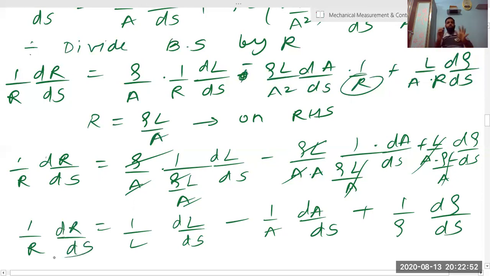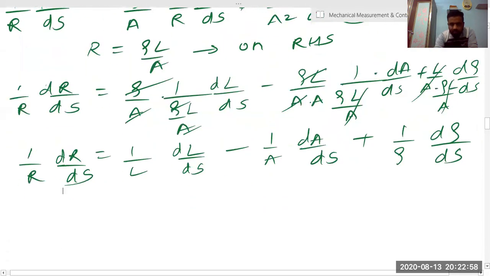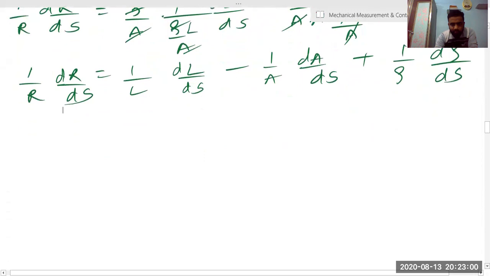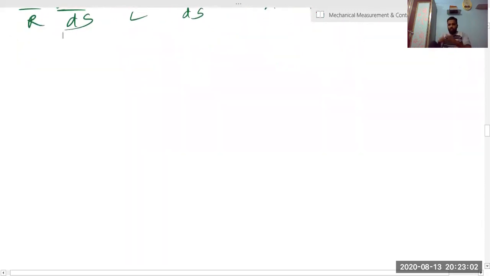So I've got to some conclusion. Now I need to simplify this, but before simplifying, I'll explain something very important with regard to this equation. What I want to explain is, see, resistance is changing. I would like to add something: stress is there, stress is induced, right?